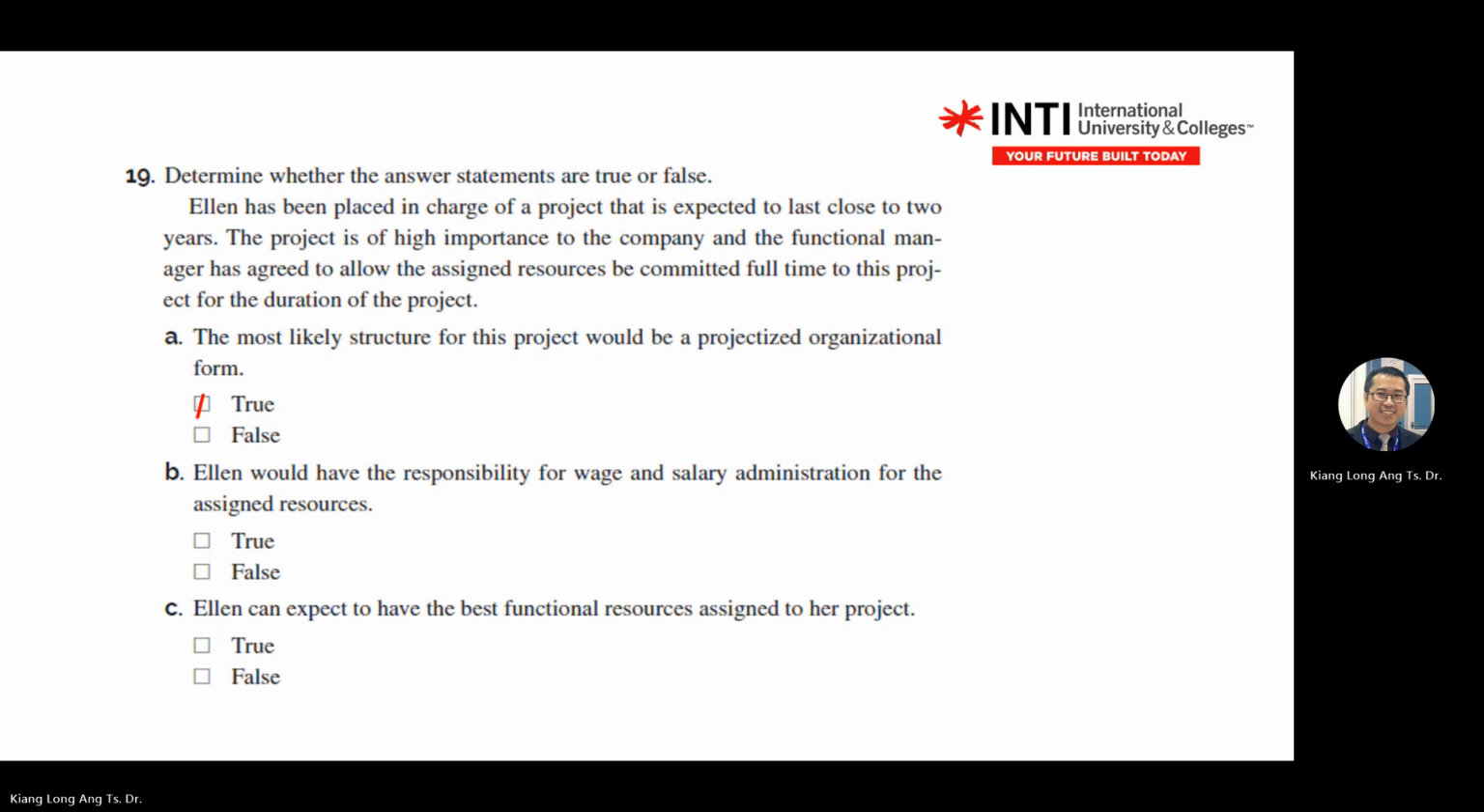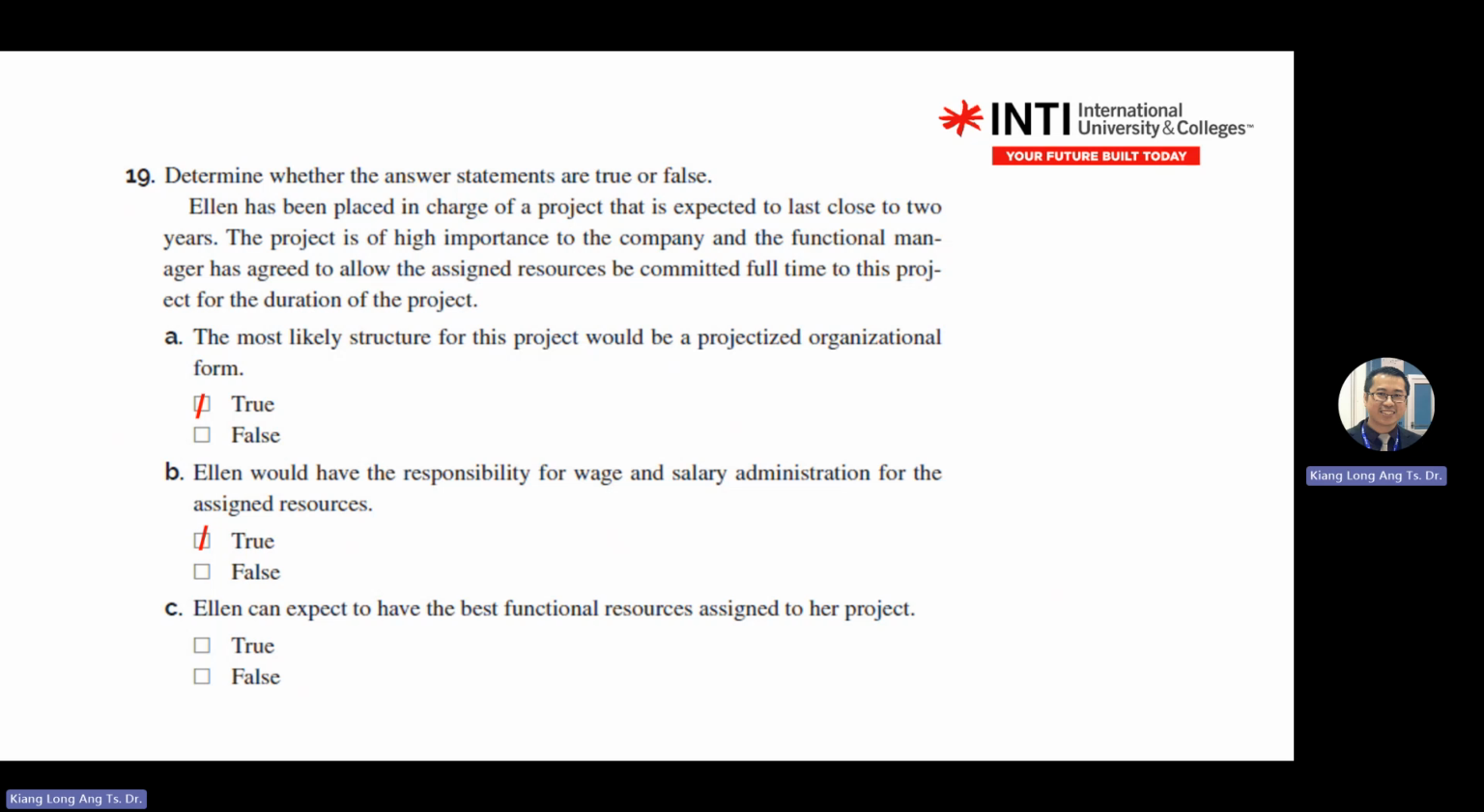It's true. Why? Resources changed to full-time to the project already. Okay. Elaine would have responsibilities for wages, salary, administration for the resources. True or false? What do you think? Does Elaine have authority or not? It's a projectized organization. In projectized, does the PM have authority or not, compared to functional managers? Have.